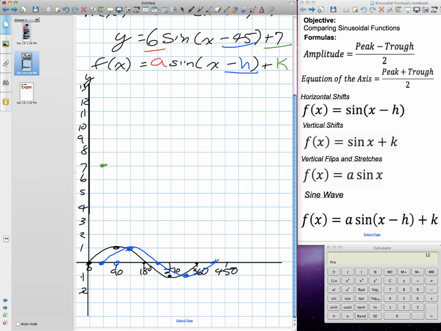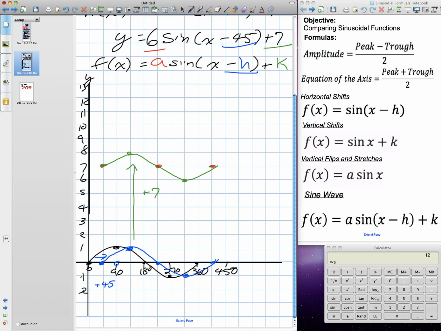Next, we're going to move a K value. K value was up 7. So instead of being at 0, I'm going from the blue next. I go up 7. And it still has the same idea to it. 90, 180. Each point went up 7. Okay? So from the blue to the green is shifting this thing up 7 units. Okay? We've gone up 7 units. From the black to the blue, we've gone to the right 45 units. Okay, we've gone in a positive direction 45 units because it's negative.